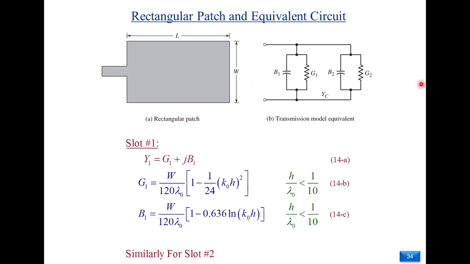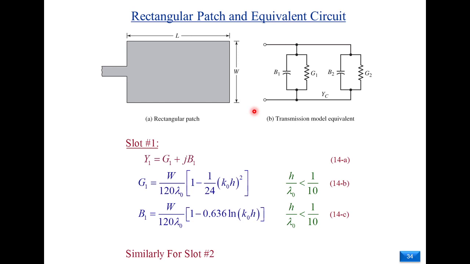If we model this, it will be some sort of model like this. Each section here has some inductance or admittance and some capacitive loading. So this is the radiation resistance from this slot, the radiation resistance from this slot, and the capacitive effect between the microstrip and the reference ground plane.